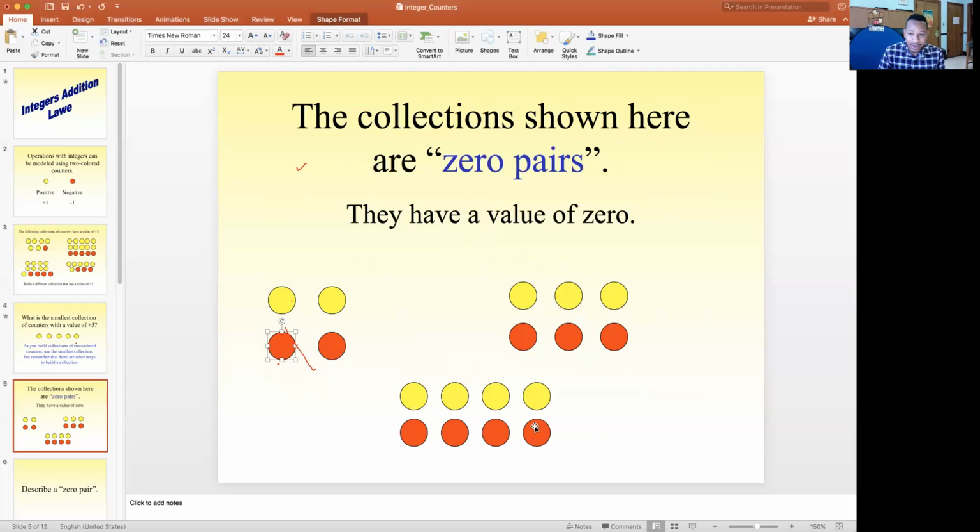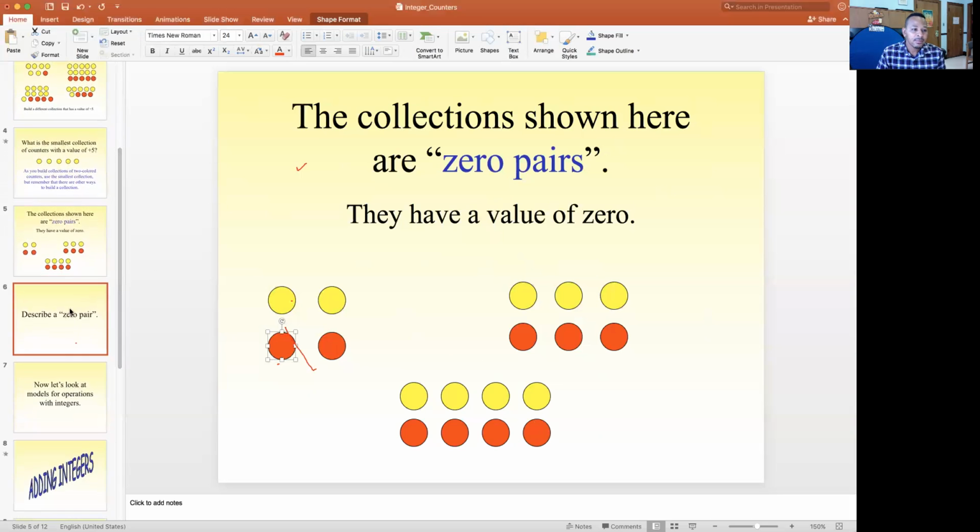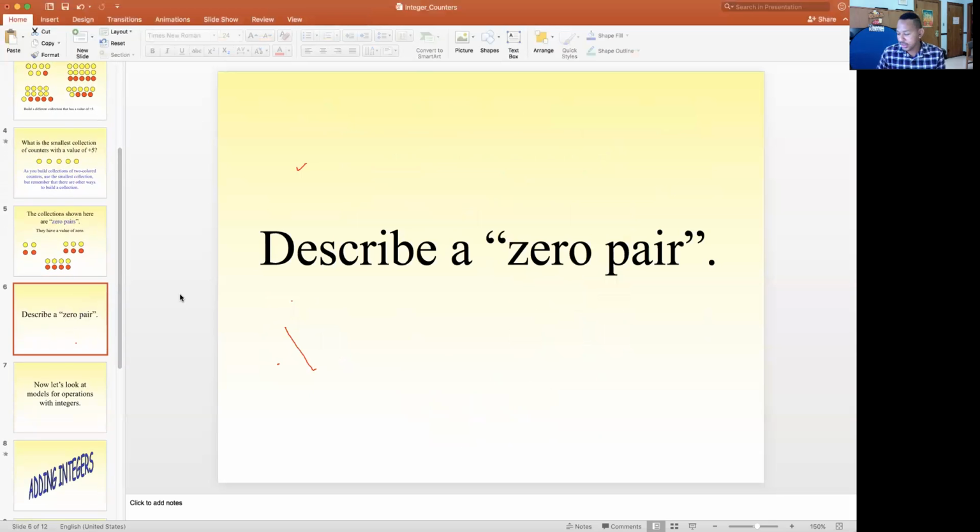So you can see the pattern now, right? Whenever we have equal numbers of yellow and red counters, we get a sum of 0. All of them cancel out. 0 pairs are formed. Nothing's left over. So how would you describe a 0 pair based on what we just talked about?